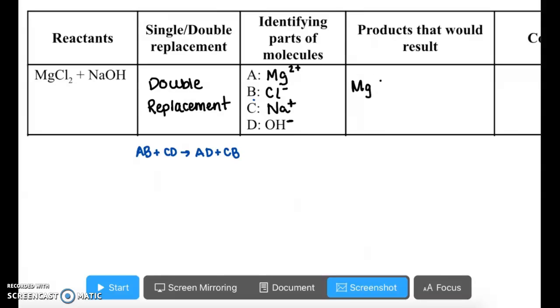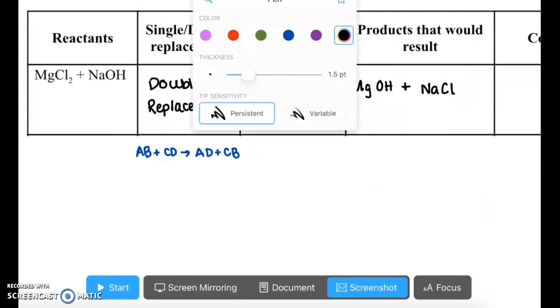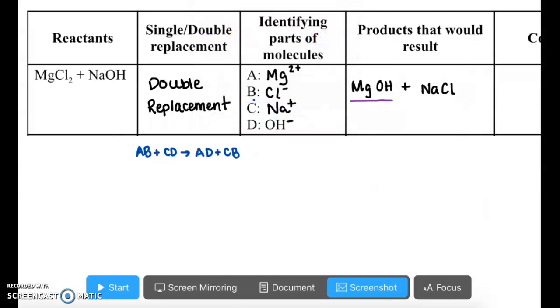AD plus CB must be my products. Sorry, that's a lowercase l. But we need to double check that all of our product molecules are indeed neutral as well. So let's do a double check. I'll focus in on MgOH first.